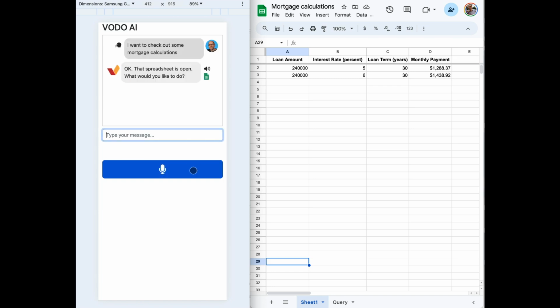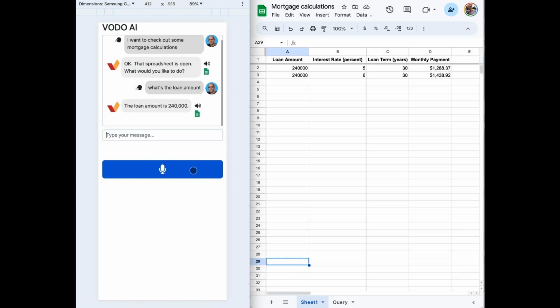Okay, that spreadsheet is open. What would you like to do? What's the loan amount? The loan amount is $240,000. What if we had a mortgage rate of 8%?